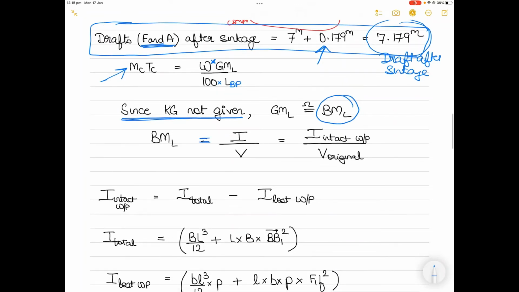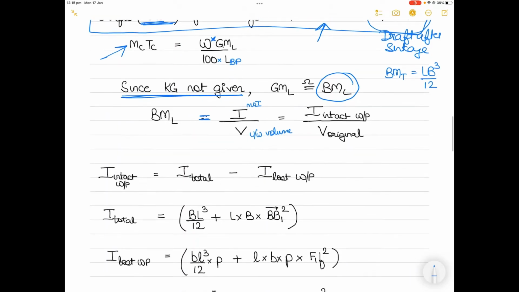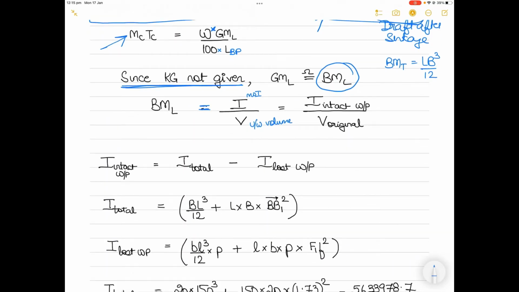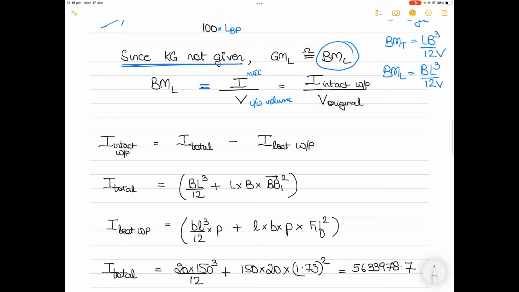All right, so BM longitudinal is calculated by the formula I by V, where I is the moment of inertia and V is the underwater volume of the vessel. If it was BM transverse, the formula would have been LB cube by 12, where L is the length of the vessel and B is the breadth of the vessel. But this is longitudinal BM, so the formula becomes BL cube by 12, opposite. So BM longitudinal is BL cube by 12V, where V is the underwater volume. That goes without saying.